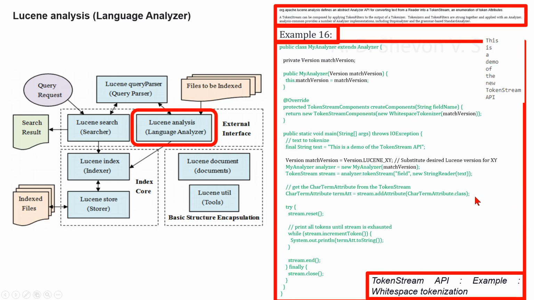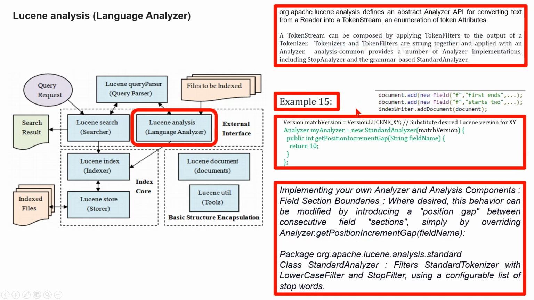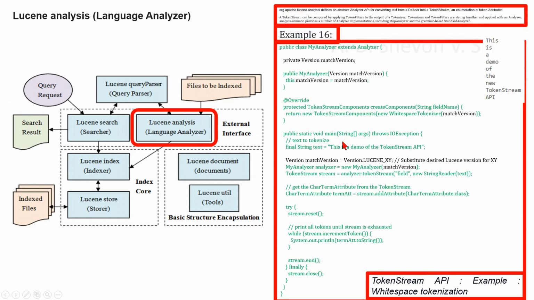Now we are considering a whitespace tokenization example in the token stream API. In this example, we will create a whitespace tokenizer and use a length filter. In this easy example, a simple whitespace tokenization is performed.